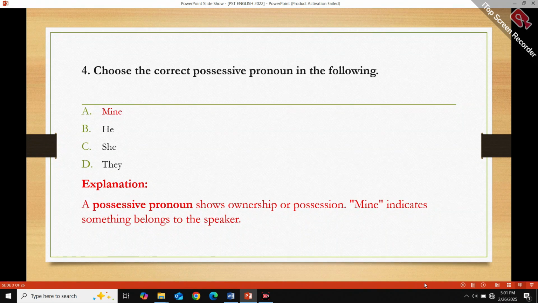Moving on to the next question, choose the correct possessive pronoun in the following. Option A is mine, option B is he, option C is she, and option D is they. So, first of all, what is a possessive pronoun? A possessive pronoun shows ownership, it shows possession, and mine is the correct one because mine indicates something belongs to the speaker.